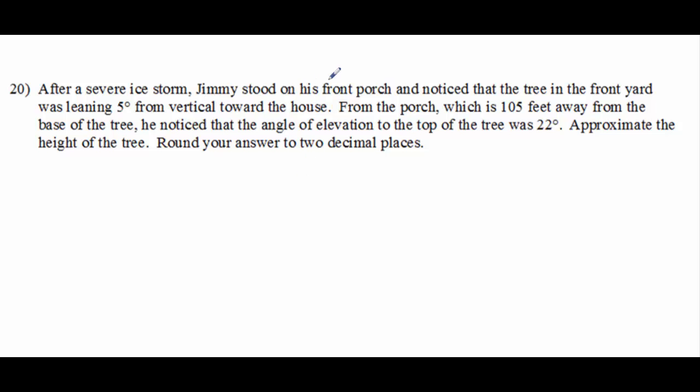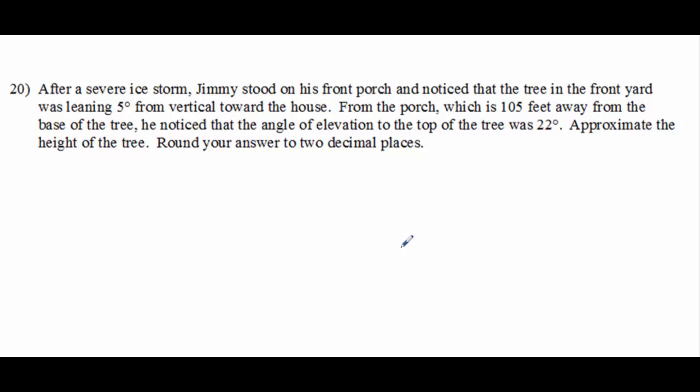Now, this is quite a problem. I mean, there's a lot of words here, so bear with me. After a severe ice storm, Jimmy stood on his front porch and noticed that the tree in the front yard was leaning 5 degrees from vertical toward the house. From the porch, which is 105 feet away from the base of the tree, he noticed that the angle of elevation to the top of the tree was 22 degrees. Approximate the height of the tree. Round your answer to 2 decimal places.